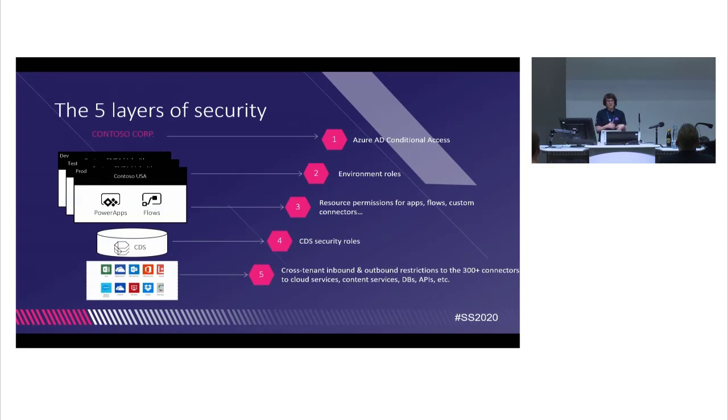As part of securing, we talk about five layers of security. So the Power Platform lives within your Azure Active Directory tenant, so all the goodness of Azure Active Directory, conditional access, applies to the Power Platform. So you can put in place conditional access policies by user, by location, by device. You've got environment roles, so maker and admin roles that are specified per environment. And you've got resource permissions for the apps, the flows, and the custom connectors.